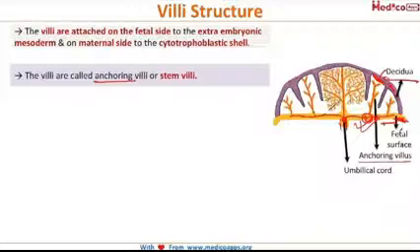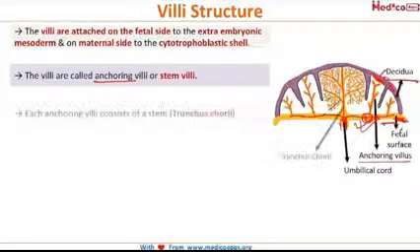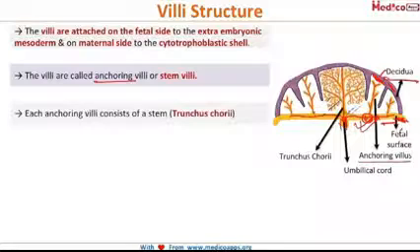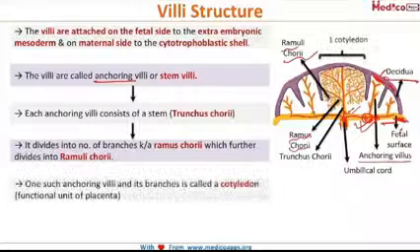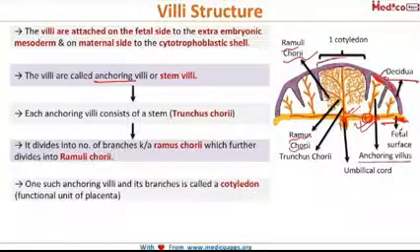Now each anchoring villus consists of a stem which is called truncus chorii, and this divides into a number of branches called rami chorii, which further divide into the ramuli chorii. And this one such anchoring villus along with its branches, this complete thing is called one cotyledon, which is the functional unit of the placenta.